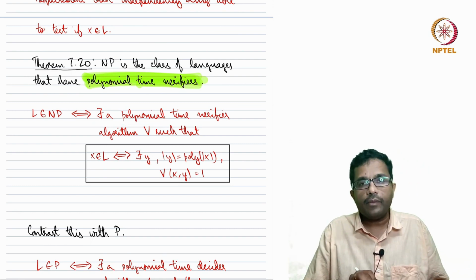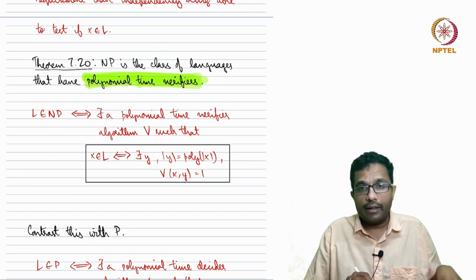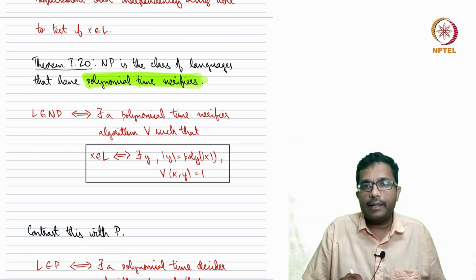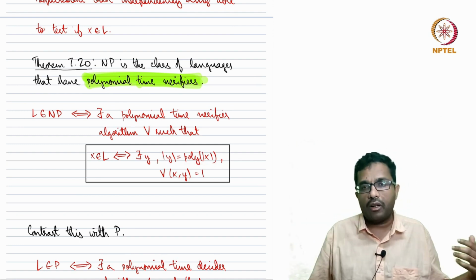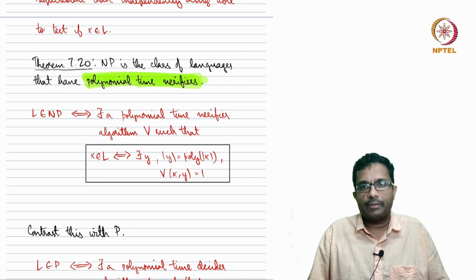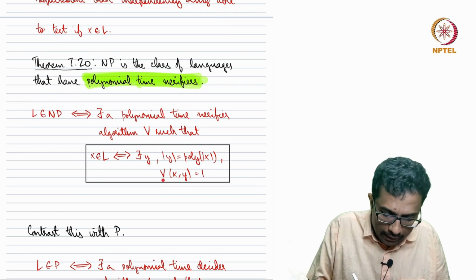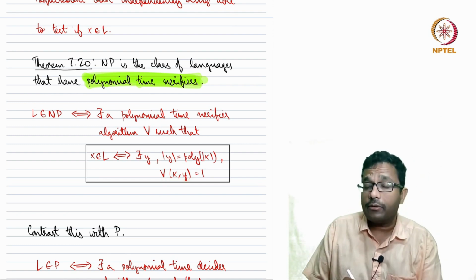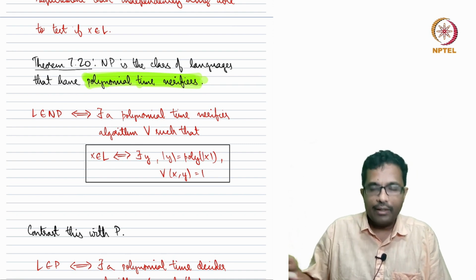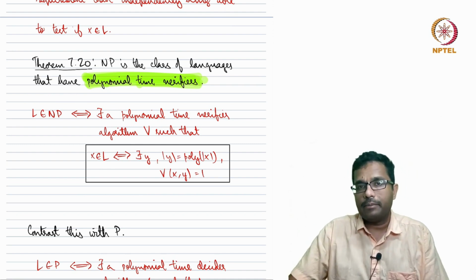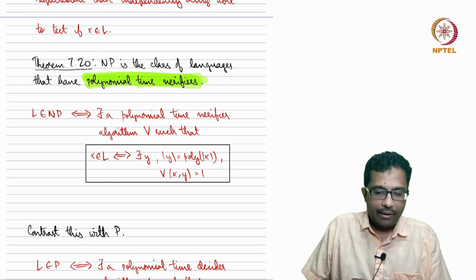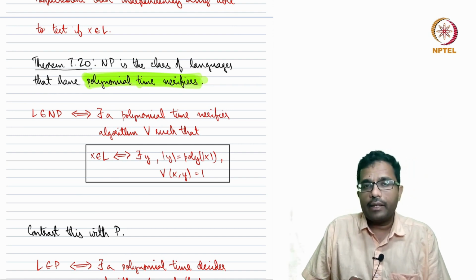Which means the verifier should be running in polynomial time, and also the length of y should be polynomial in the length of x, because if y is much longer, then the whole thing doesn't make sense, because the verifier runs in polynomial time in the length of x and y. So if y is much longer than x, then the verifier could take a long time, which again defeats the purpose. So L is in NP if there is a polynomial time verifier for L, right?